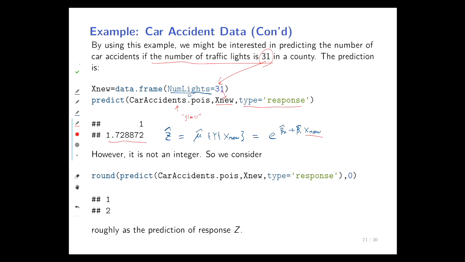Because Z is actually a count, we need an integer to predict Z. Roughly speaking, we can use the round function to round this figure to 0 decimals. In this case, we are going to have 2. So we can say that roughly speaking, the prediction of the number of car accidents is 2 for this very specific county. That's how to use R to obtain the prediction. Any questions?